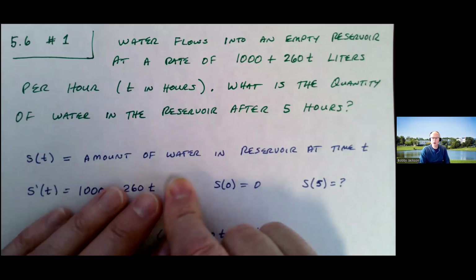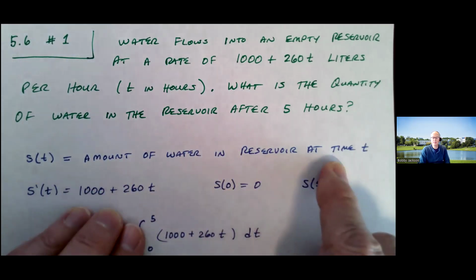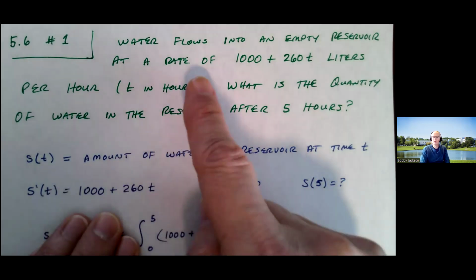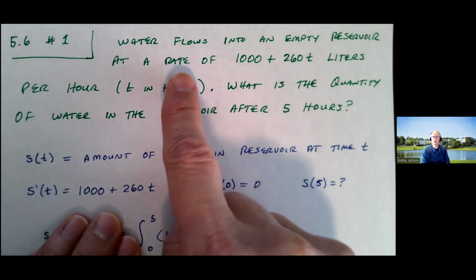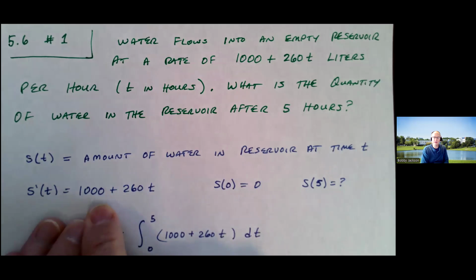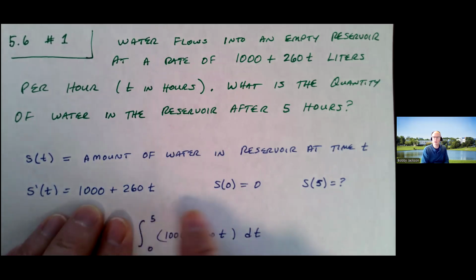So to set this problem up, we're going to let S(t) be the amount of water in the reservoir at time t. And then notice the rate of change of water into this reservoir is 1000 plus 260t. So that's our derivative of the amount of water in the tank. The rate of change is the derivative of the function, S prime of t.